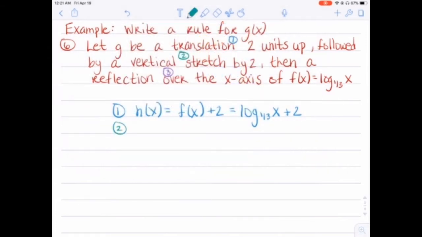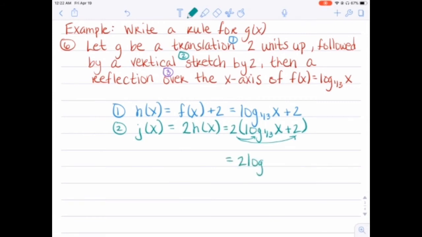All right, number 2, j of x, and we need a vertical stretch by 2. A vertical stretch is going to affect the whole function. So we're going to have 2 times our function h of x. So that's 2 and then parentheses, log base 1/3 of x plus 2, close your parentheses. So this 2 has to distribute to both terms, right? And that gives us 2 log base 1/3 of x plus 4. All right, 2 times 2 is 4. Don't forget that that 2 is on the outside. It has to go to the entire function.